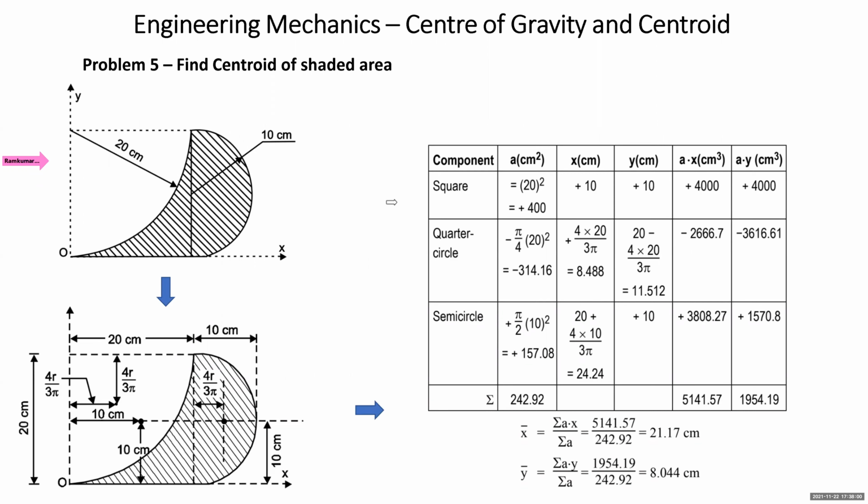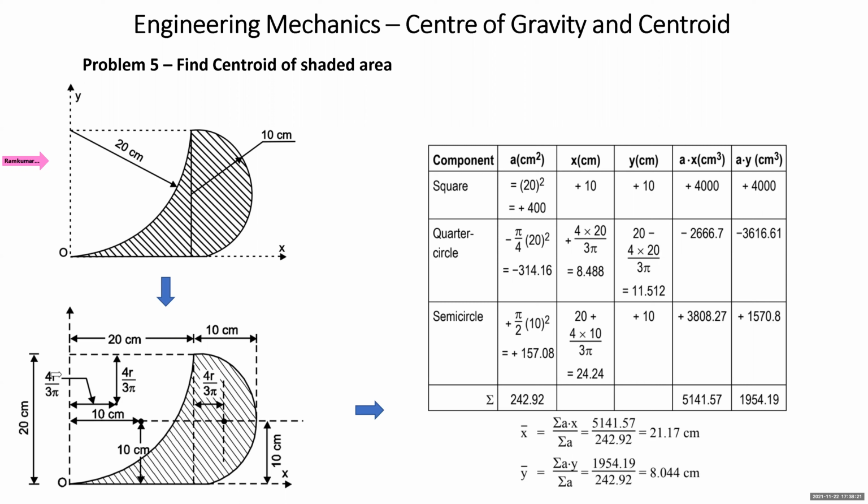All right. The same will be followed. There is no axisymmetry. That means you have to find x bar and y bar both. You need to make a table with 6 columns: component, a, x, y, ax, and ay. As dimensions are given in centimeters, area will be in centimeter square, x will be centimeter, y is centimeter, ax is centimeter cube, ay is centimeter cube.